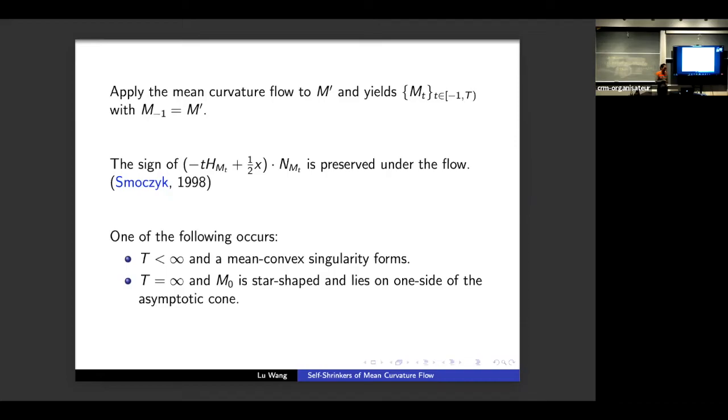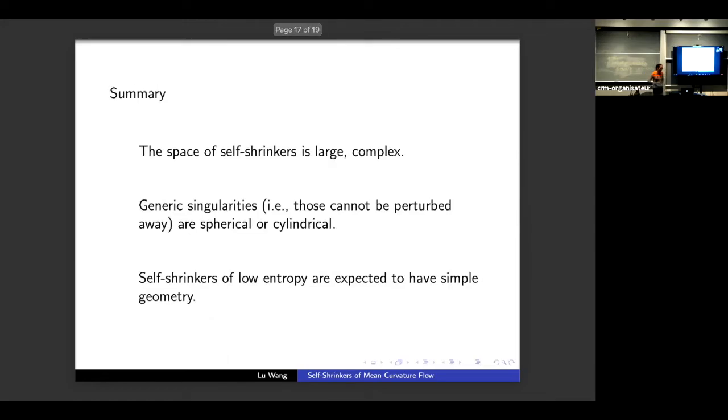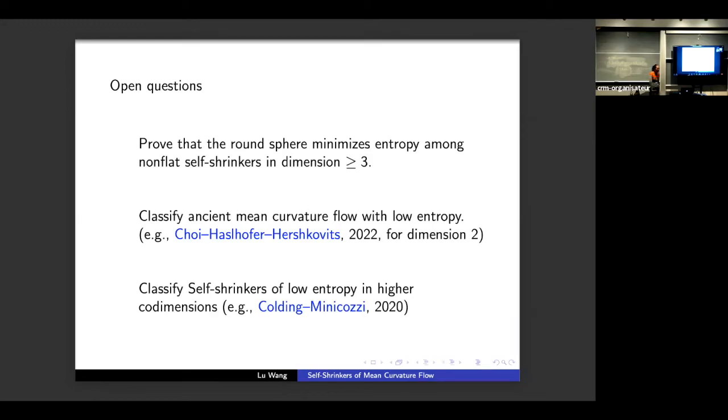You see from this argument that Brendle's classification plays an indispensable role, and it is not known or even not true in higher dimension. So that's why we only know this conjecture of Colding-Ilmanen-Minicozzi-White in dimension two, not in general dimension. Okay, as a summary, I hope I've shown you that the space of these self-shrinkers could be very large and complex. However, the generic ones, those that cannot be perturbed away, I expect to be spherical or cylindrical. And if we look at the self-shrinkers with sufficiently low entropy, then we can expect those self-shrinkers to be geometrically simple, okay?